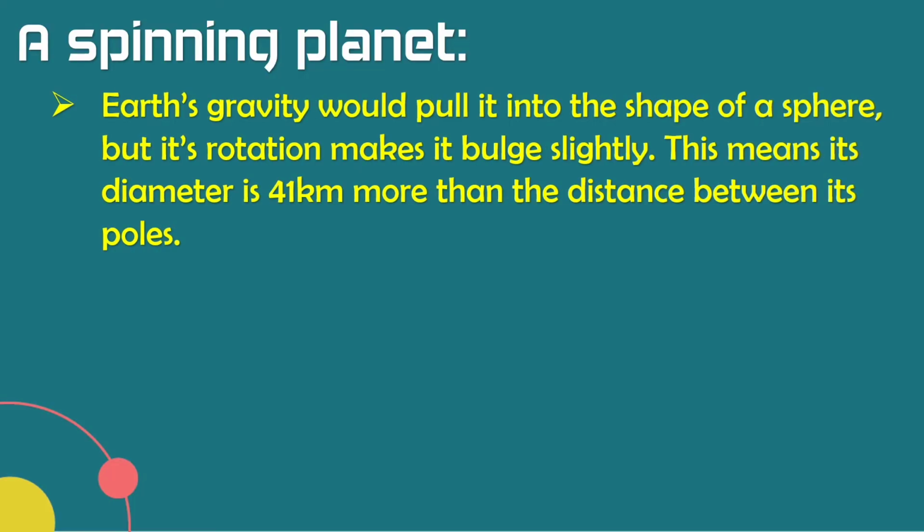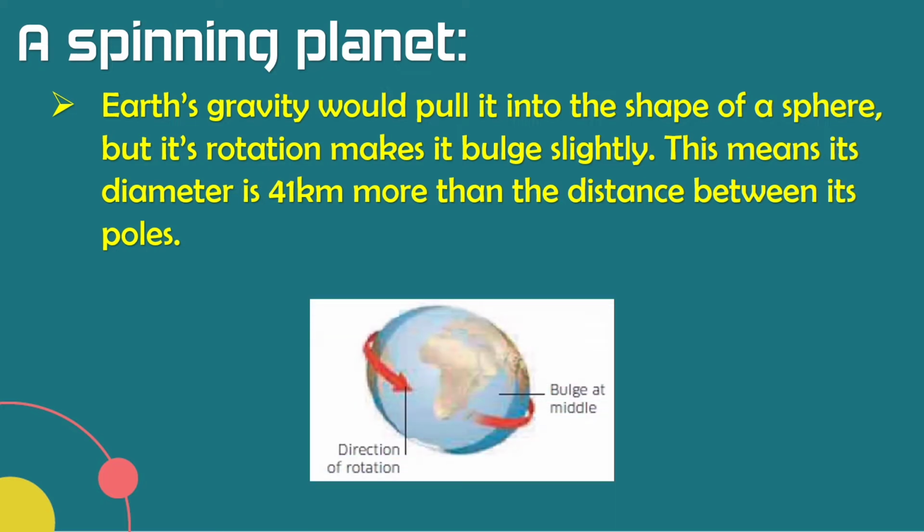A spinning planet. Earth's gravity would pull it into the shape of a sphere, but its rotation makes it bulge slightly. This means that its diameter is 41 km more than the distance between its poles.